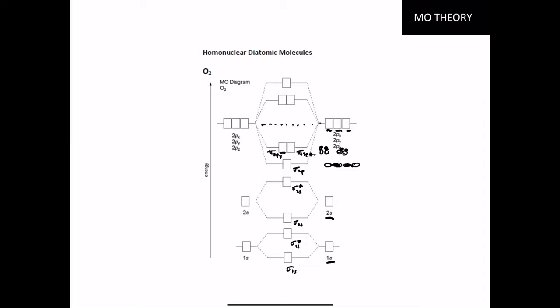So my pi's are here, so my pi stars should be here, pi star 2py, pi star 2pz. Sigma bonding MO is lower energy than my pi, so the anti-bonding should be higher energy than the pi. Sigma star 2px. All right, there we have it. So there's the labeled MO diagram. Now we have to put the electrons in.